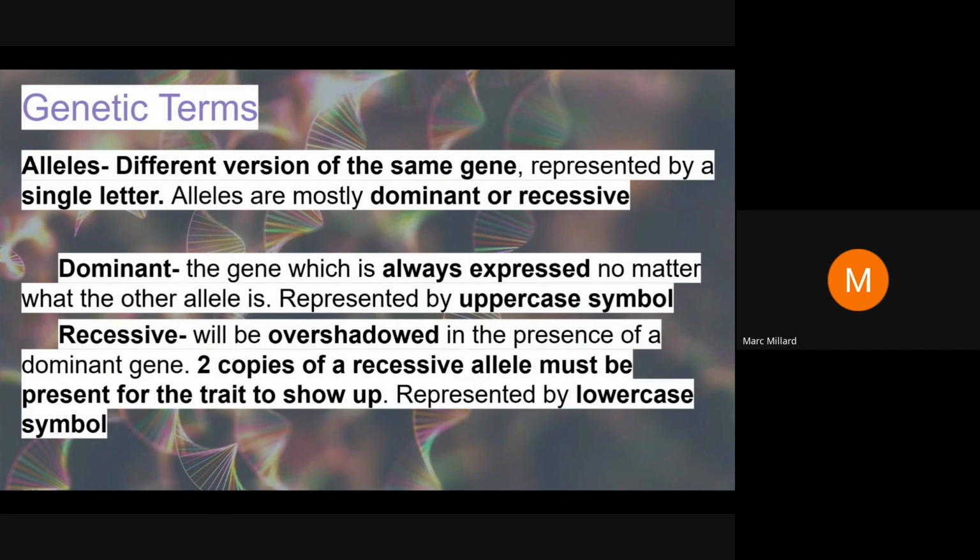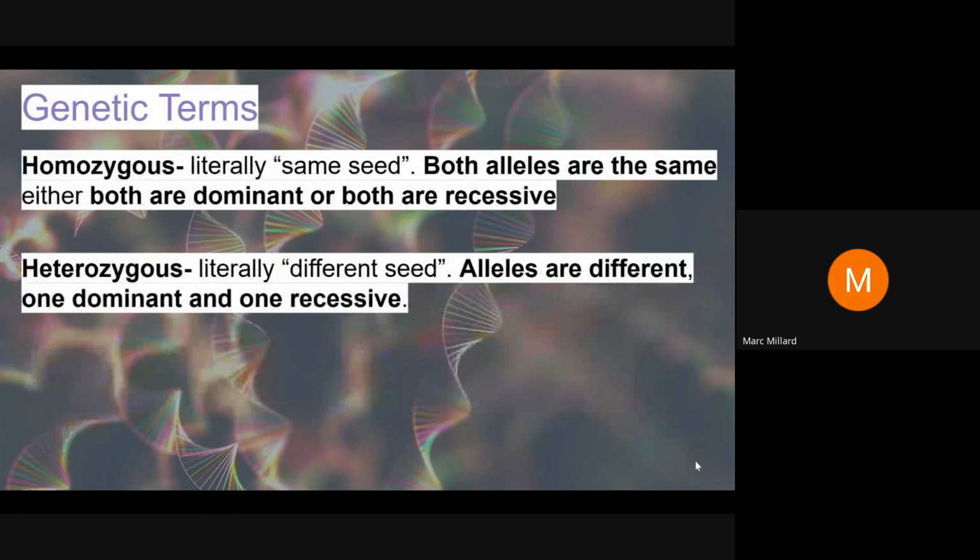Dominant is the gene which is always expressed, no matter what the other allele is. We represent this with an uppercase symbol. Recessive alleles, however, will be overshadowed in the presence of a dominant gene. Two copies of the recessive allele must be present for the trait to show up. We represent this by using the lowercase symbol of the same letter we used for the dominant one. You'll see examples of this coming up.